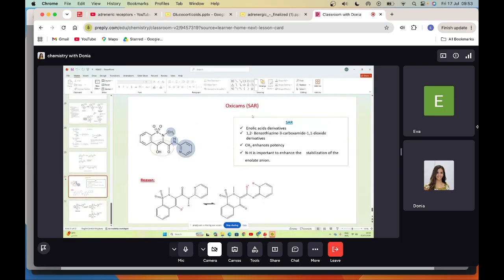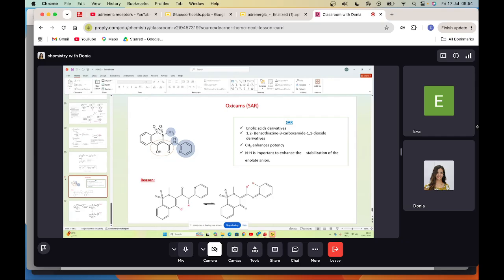No, the oxicams, they are not COX-selective. Yes, this is the last class of the non-selective non-steroidal anti-inflammatory drugs, the oxicams. This is the structure of the oxicams.